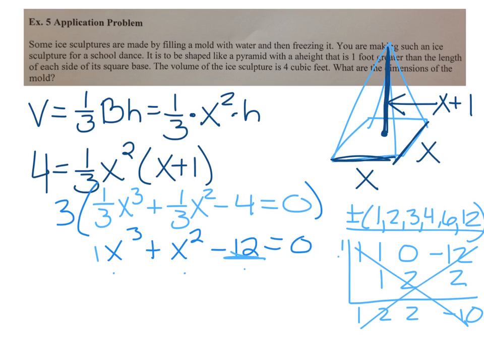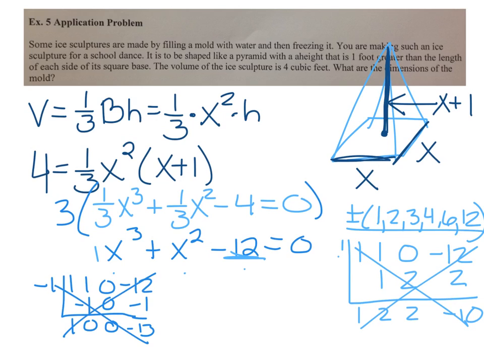Let's try negative 1. If we try negative 1 into our 1, 1, 0, negative 12, you'll see that this synthetic division starts getting really fast after you do it enough times. Bring down the 1. Negative 1 times 1 is negative 1, plus 1 is 0. Times negative 1 is 0, plus 0 is 0. Negative 1, that's not going to work either. Let's try 2. And you just keep trying until you find something that works. Or if you have access to a calculator, obviously you could graph it and look for the zeros. But I don't have one with me.